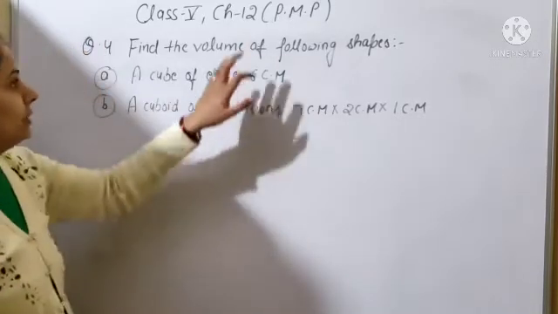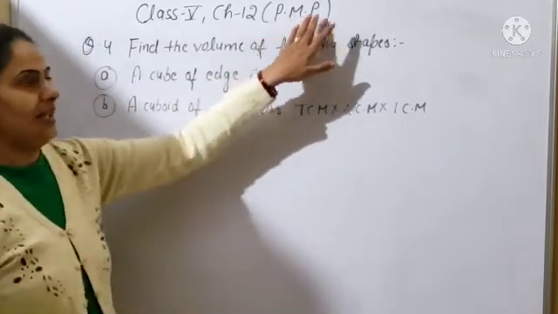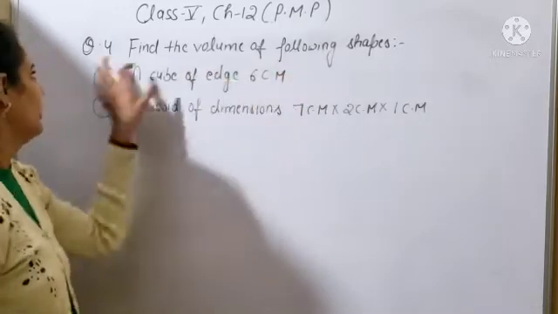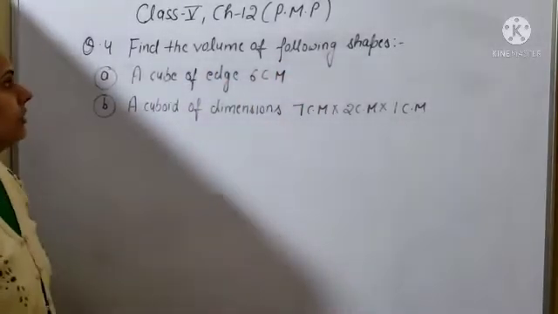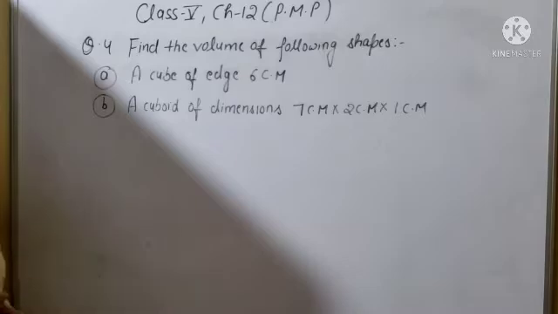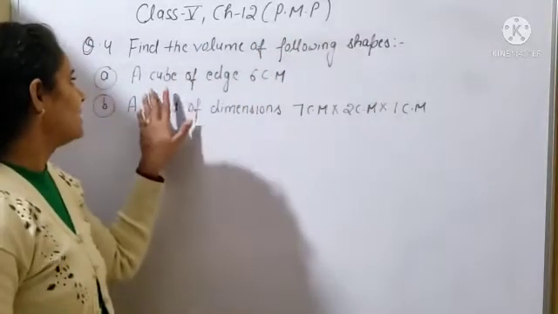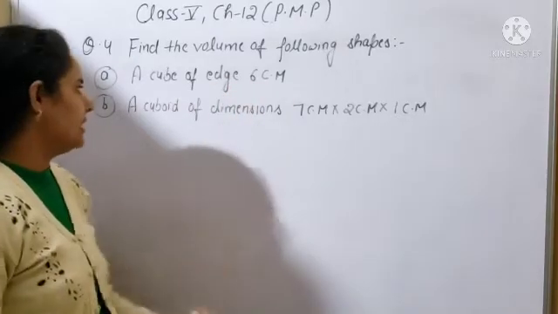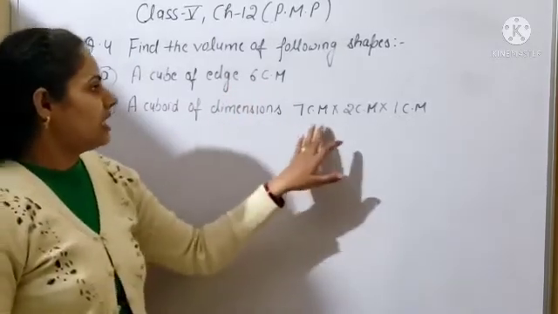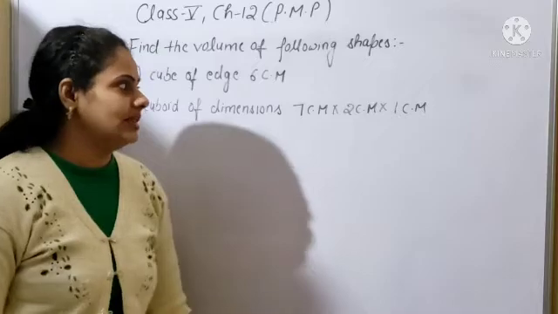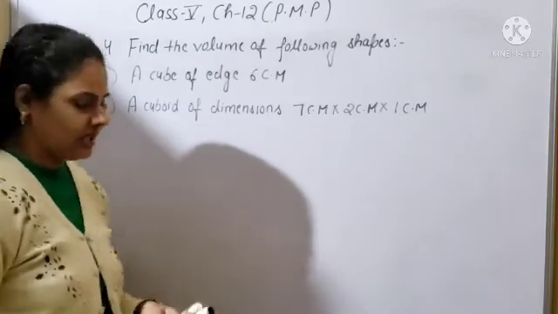So we were doing the practice makes perfect questions, and till question number three we have done. So today we will start our question number 4. What is given in this question? Find the volume of the following shapes. First one is a cube of edge 6 centimeter, and second one is a cuboid of dimensions 7 centimeter, 2 centimeter and 1 centimeter.